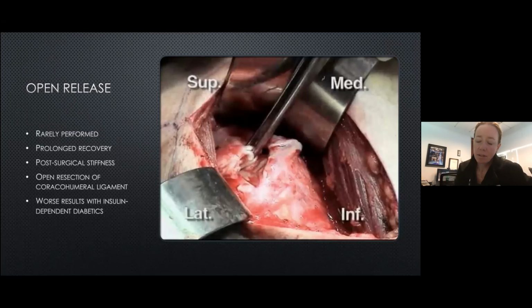Open releases are almost, I want to say, never performed unless there's some other pathology going on. So if you have some type of trauma that's ended up in adhesive capsulitis as a secondary cause, you may need to go in and do an open type of release, but this is very uncommon, and I would not do this in a diabetic because the chances of them having even more stiffness are much, much higher after an open release.